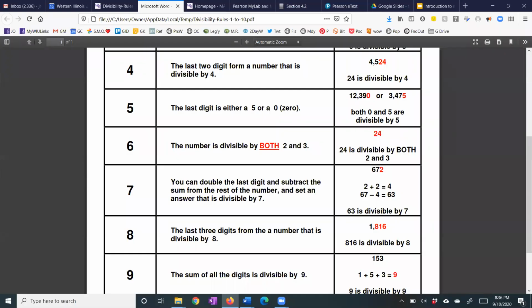The divisibility test for 6. In order to be divisible by 6, the number needs to be divisible by both 2 and 3. So we apply the divisibility test for 2, which means it has to be even, and the divisibility test for 3. And if 2 and 3 both divide in evenly, 6 will also.